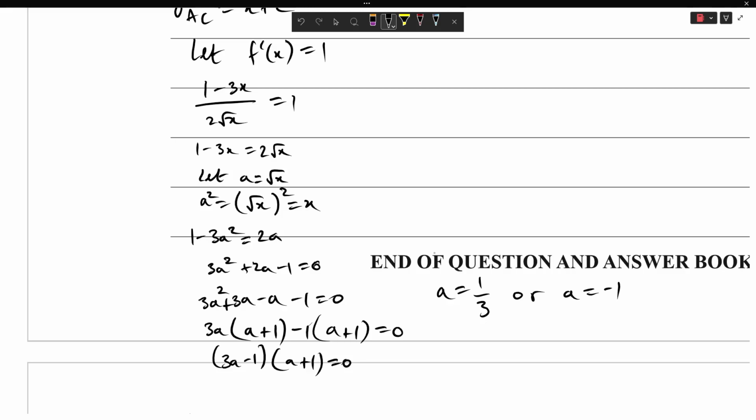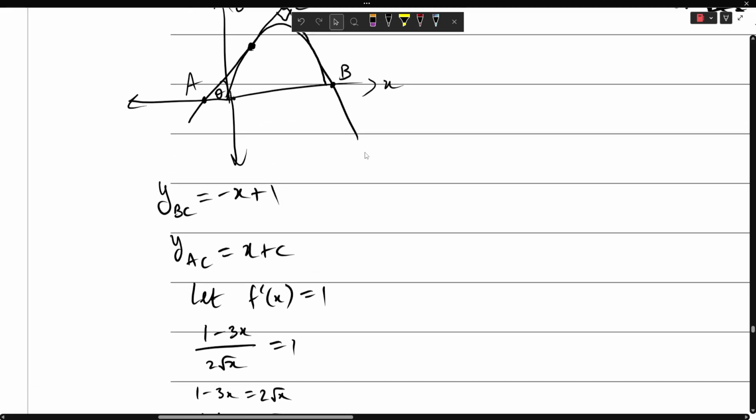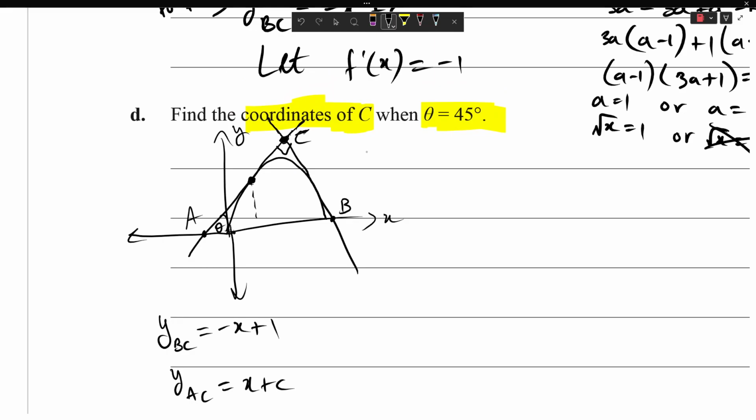We know that a is equal to square root of x, so the square root of x can equal 1 over 3, or the square root of x can equal negative 1. Now the positive square root of a number cannot be equal to negative 1, so this solution is going to get rejected. So we're going to get square root of x has to equal 1 over 3. Squaring both sides gives x equals 1 over 9. That means the x-coordinate of this point is 1 over 9.